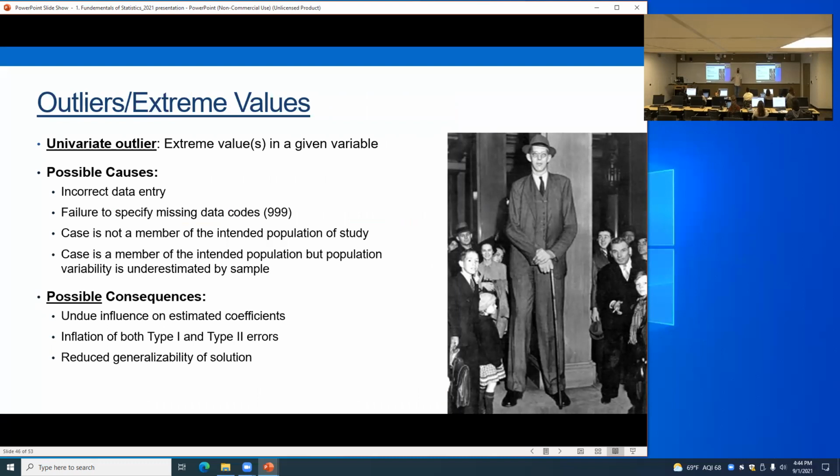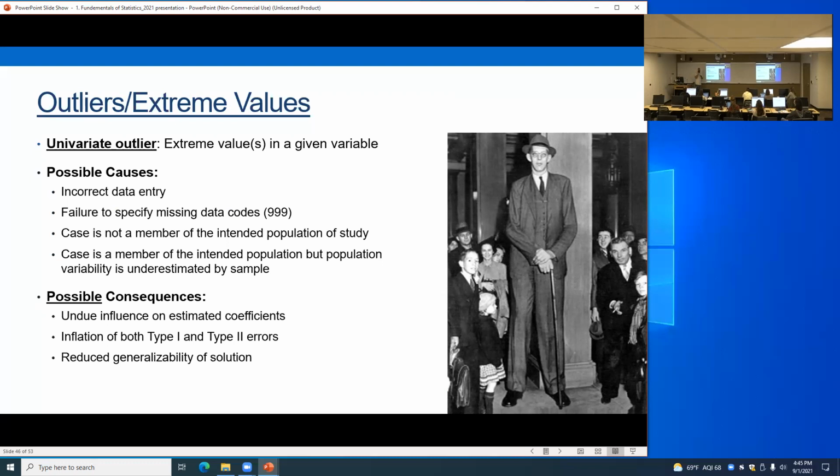Okay, outliers, extreme values. Univariate outlier. This is some variable that has a very, very large or very, very small value. We will identify extreme values empirically, and we'll say, oh, this seems to be an extreme value. But what's more important is figuring out why that score is an extreme value. What's going on with it, okay?